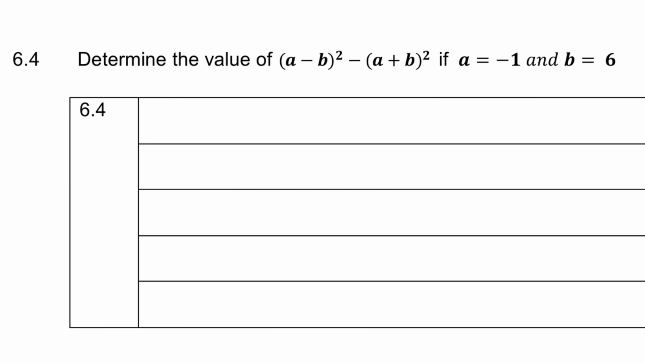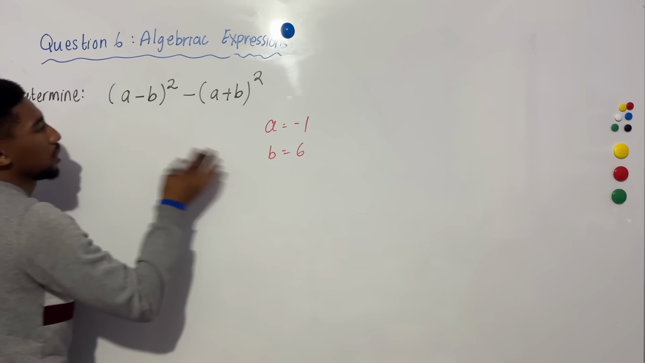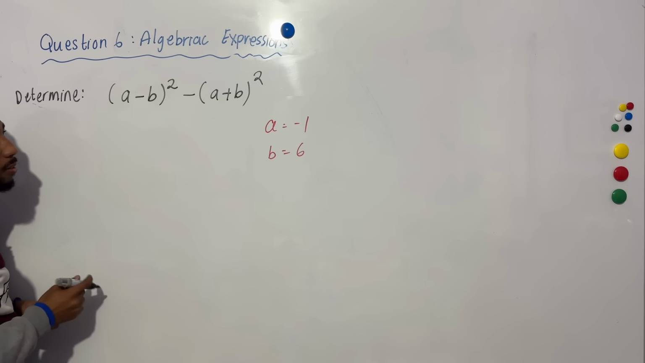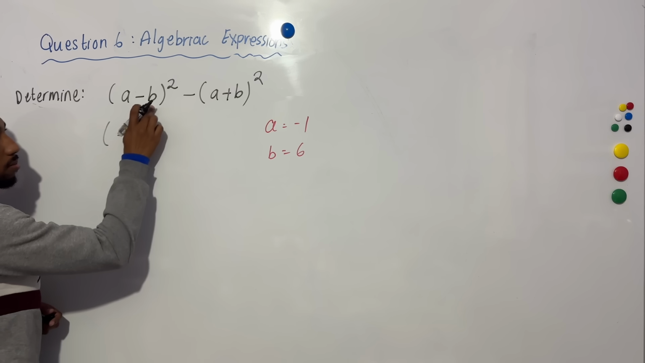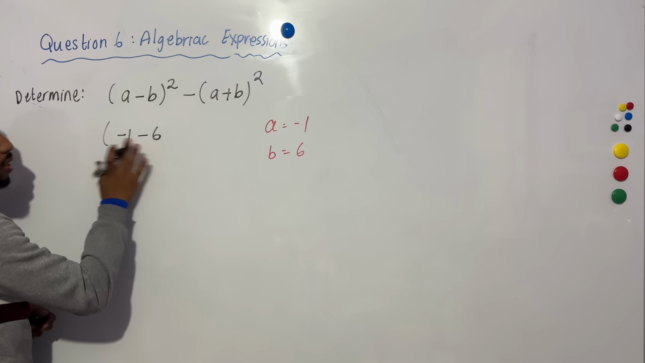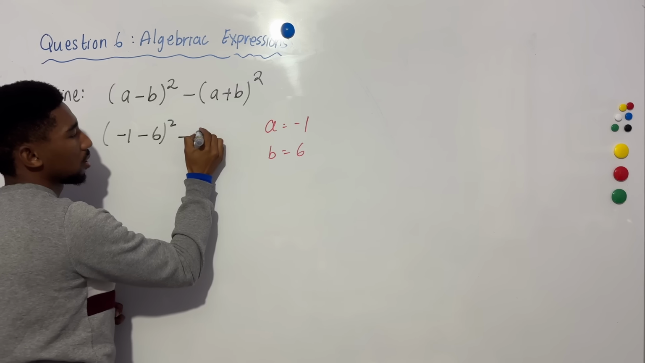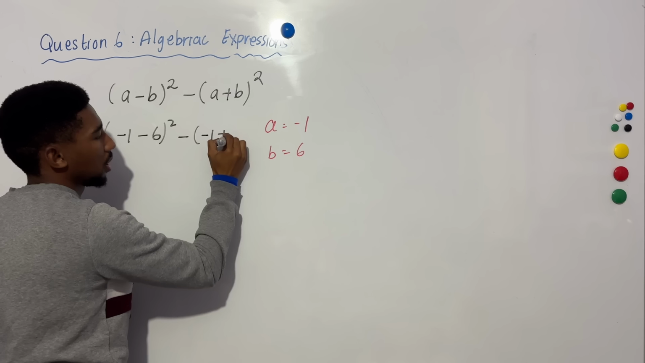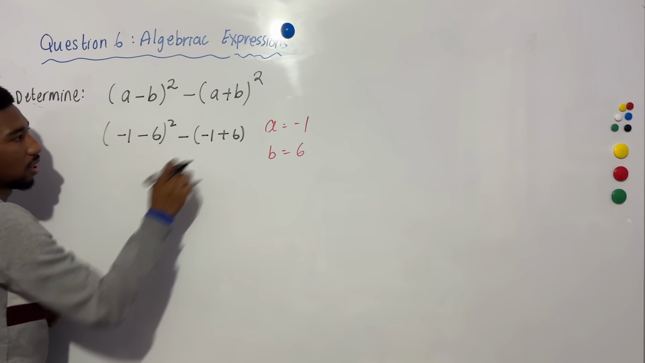Okay. 6.4 says determine the value of (a minus b) squared minus (a plus b) squared if a is minus 1 and b is 6. Now this one is simple. All you do, you take these letters, numbers, you substitute it in. Simple. So I have minus 1 minus 6. Normally put brackets, but I'm not going to put brackets. It's not necessary. Squared minus minus 1 plus 6. All I did was I substituted a, this value, b, that value in there.